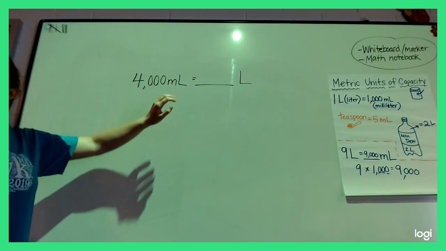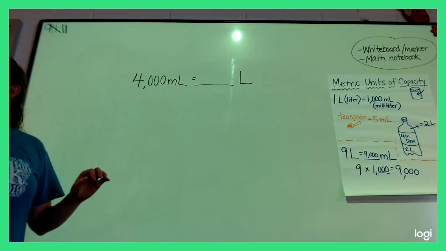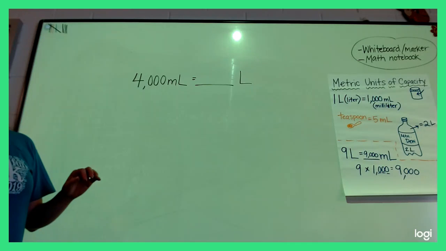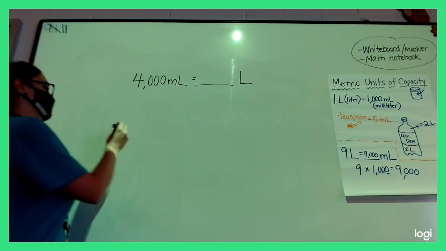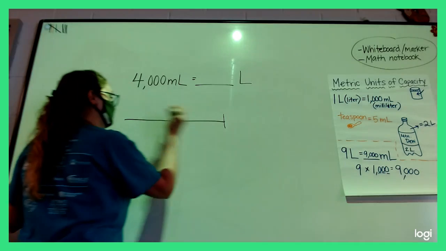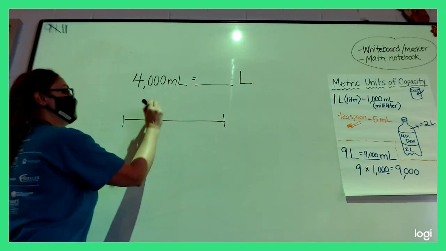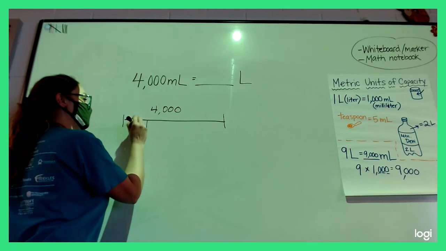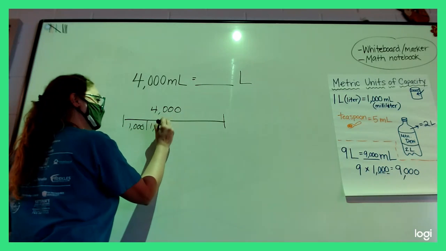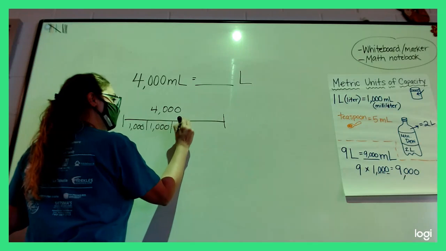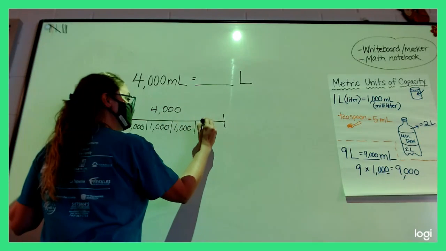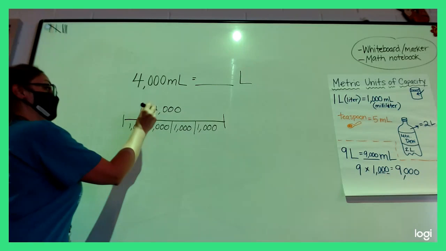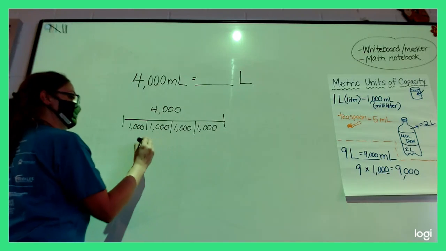So I have 4,000 milliliters, and every group of 1,000 can become 1 liter. So do I need to multiply or divide? Liam? Multiply. Are you sure? Divide. Let's think about this. Remember that number line can always help you if you're not sure. I have 4,000 milliliters. I need to divide it into chunks of 1,000. So I can tell right now that I'm going to need 4 groups of 1,000, right? So what we did was divide 4,000 by 1,000.